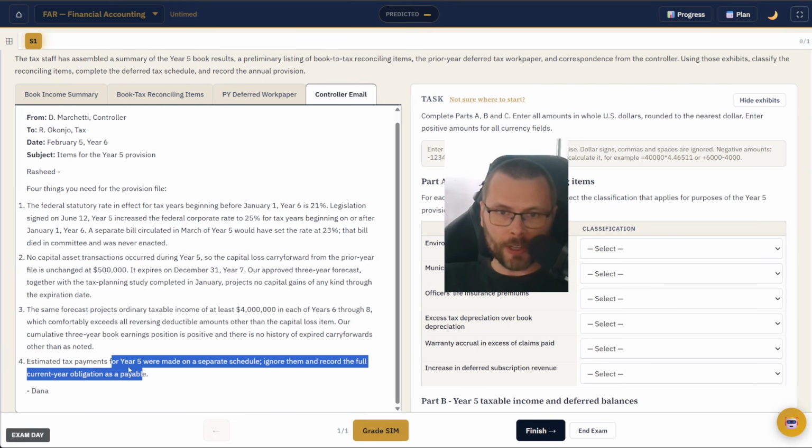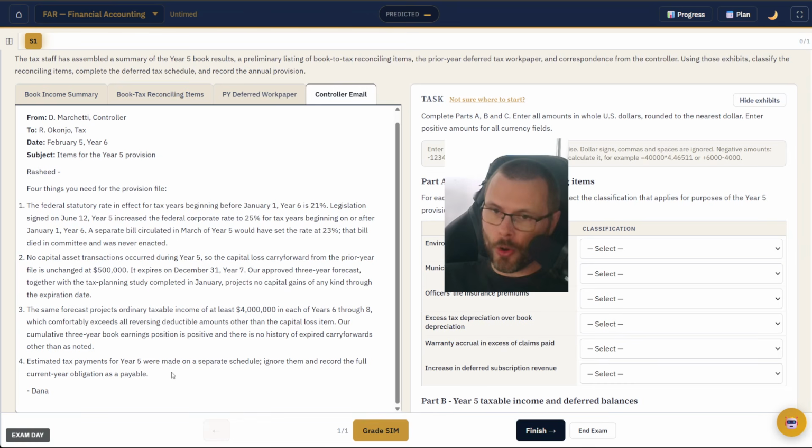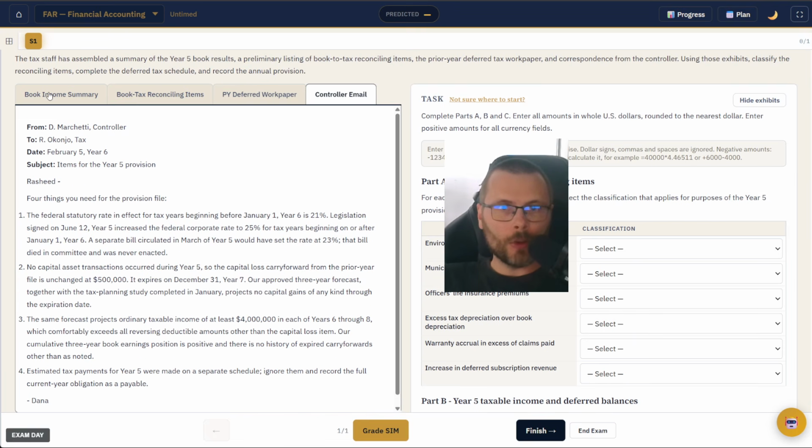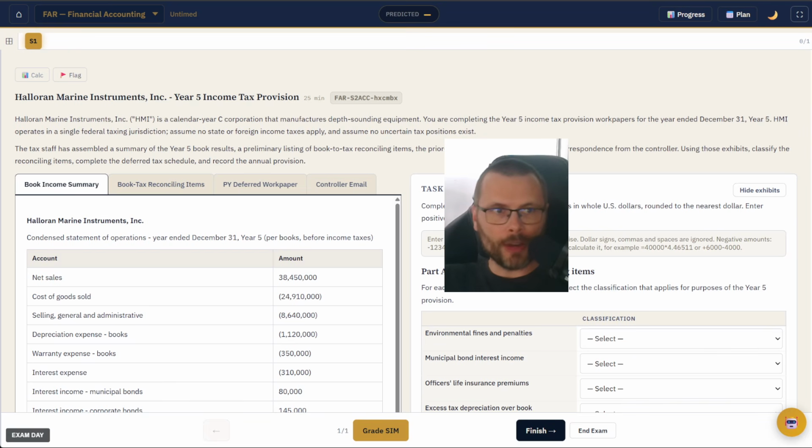Estimated tax payments for year 5 were made on a separate schedule. Ignore them and record the full current year obligation as payable. Okay, so we've got our question, we've got our exhibits. Now let's figure out what the inputs are.